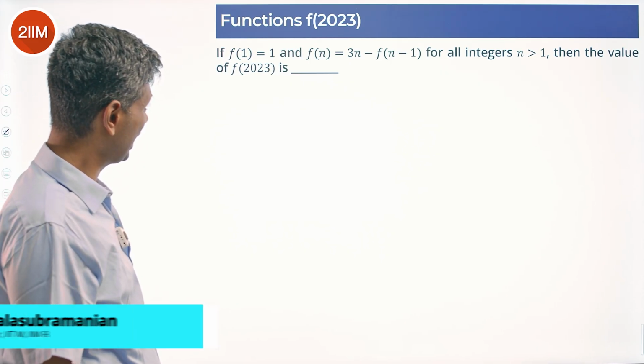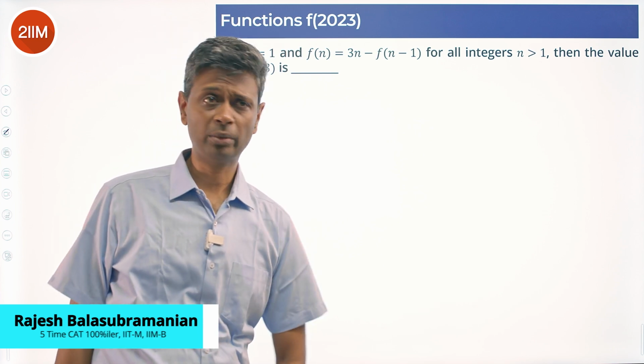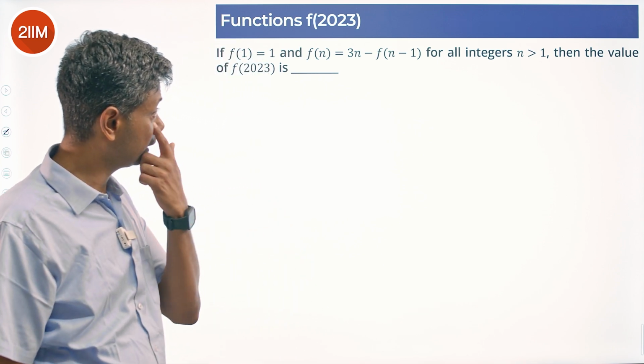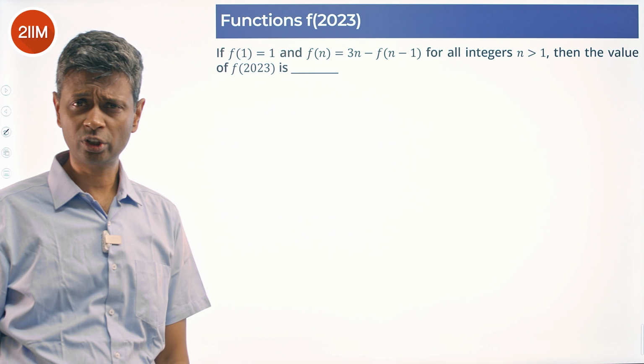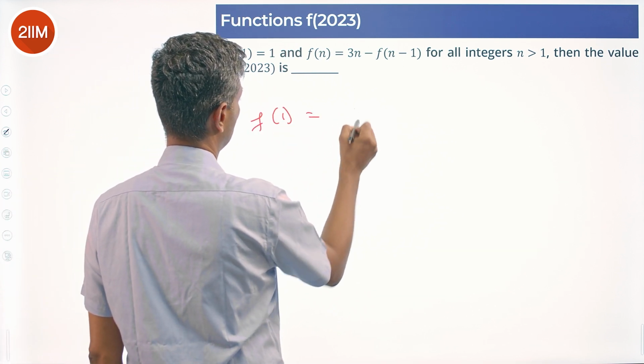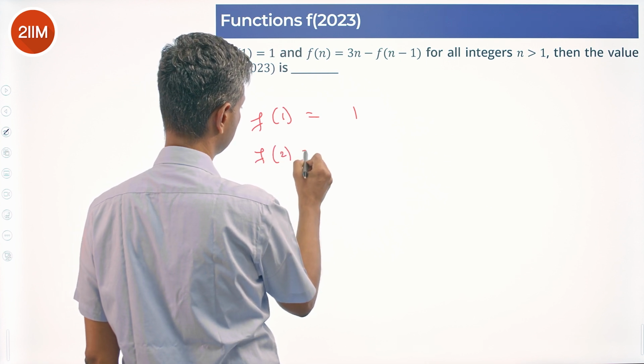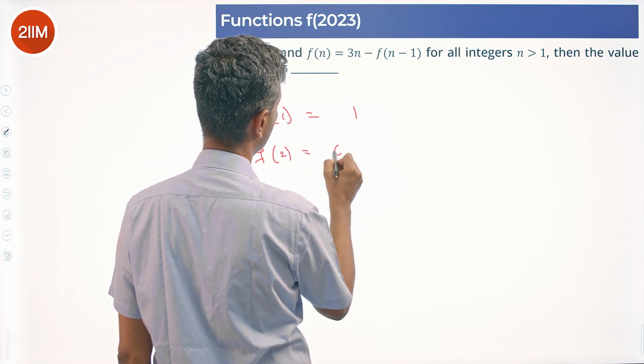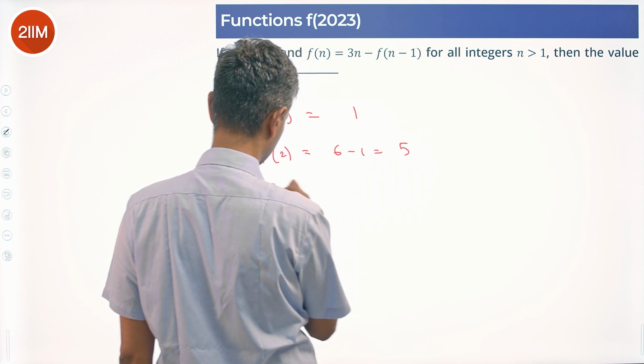f of 1 is 1, f of n is 3n minus f of n minus 1 for all integers n greater than 1, then the value of f of 2023 is? So let's do this. In typical fashion, we'll put f of 1 is 1. We'll say f of 2, 2 into 3, 6 minus 1, which is 5.